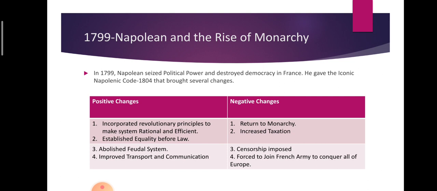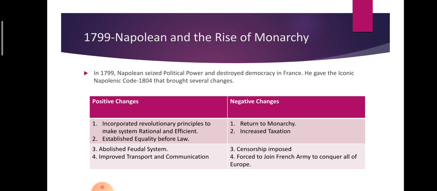And one of the most dangerous things, the most important of the disadvantages, was that people were forced into the French army. Now, why were people forced into the French army? It was because Napoleon had an aim. He had an aim to conquer the whole of Europe, and for that he forced people to join the French army so that he could fulfill his dream.